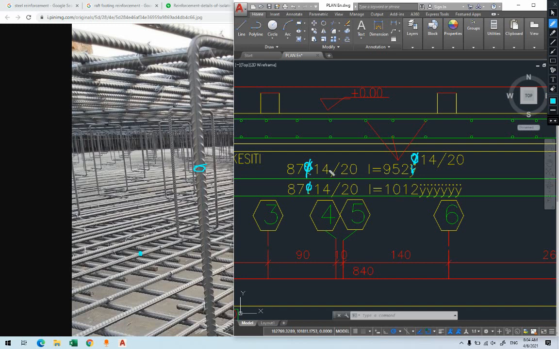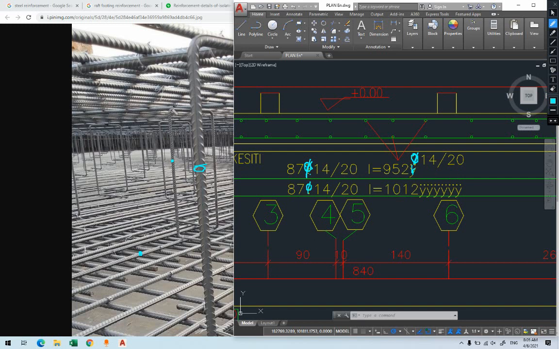12, 14, 10, 16, 25, depending on the location we're using. Each bar has its own size. They call it bar size or size diameter, which here is 14, 12, whatever. So this is one.